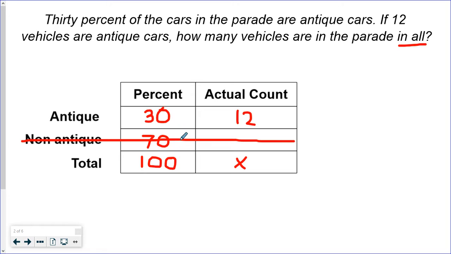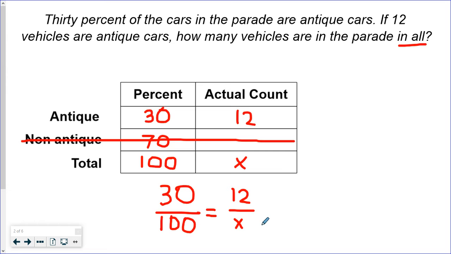And so I'm going to set this up looking like a proportion. This would be 30 over 100. I'm going to put 30 over 100 equals 12 over x.